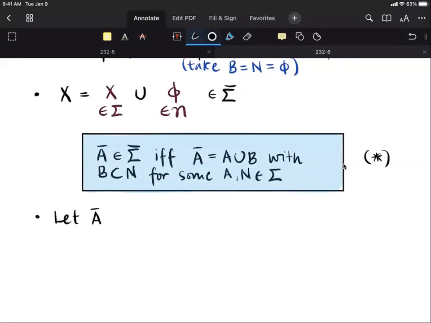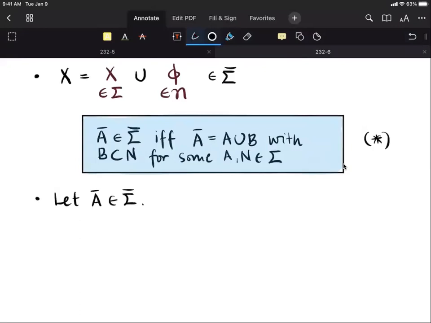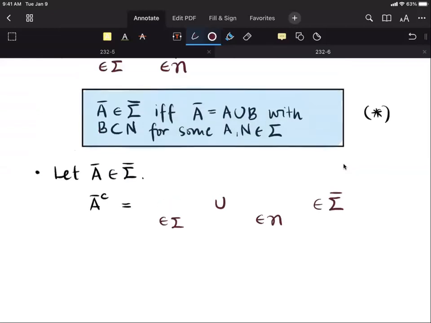So let A bar be in sigma bar. Then we wish to write the complement of A bar in the same manner. So if we would like to see if this is indeed in sigma bar, we need to write this as the union of two elements, one in sigma and one in N.